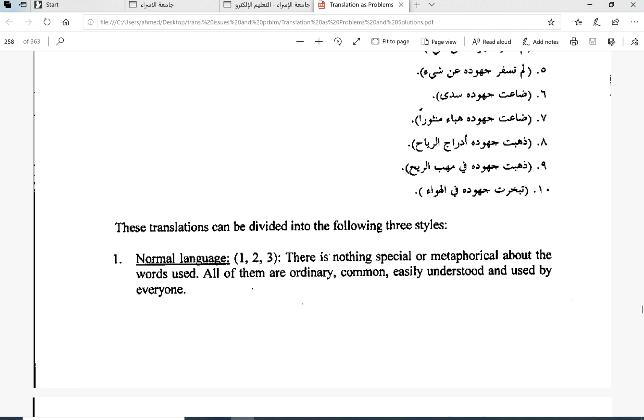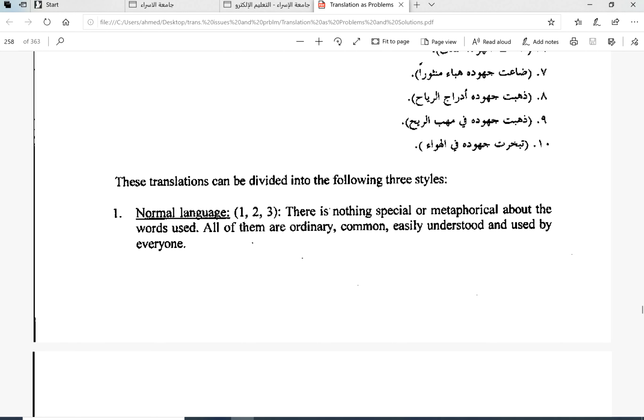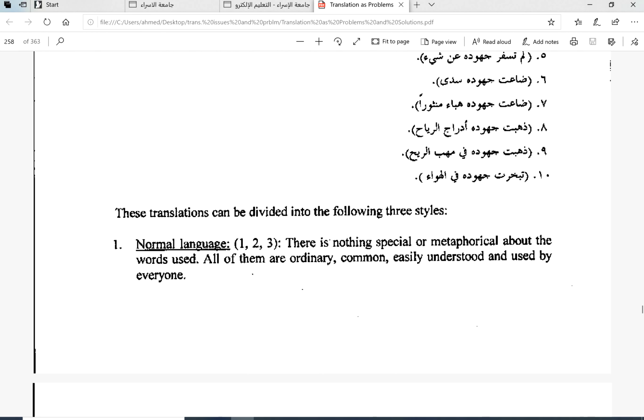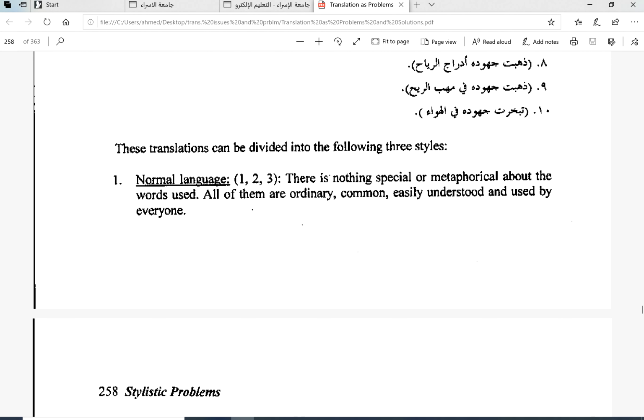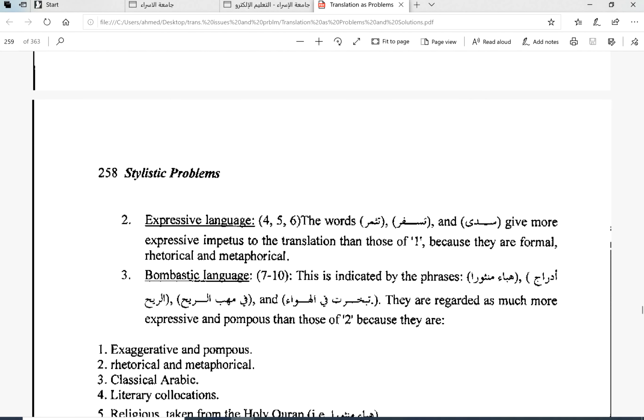These translations can be divided into the following three styles. Normal language, as in 1, 2, and 3. There's nothing special or metaphorical about the words used. All of them are ordinary, common, easily understood, and used by everyone.